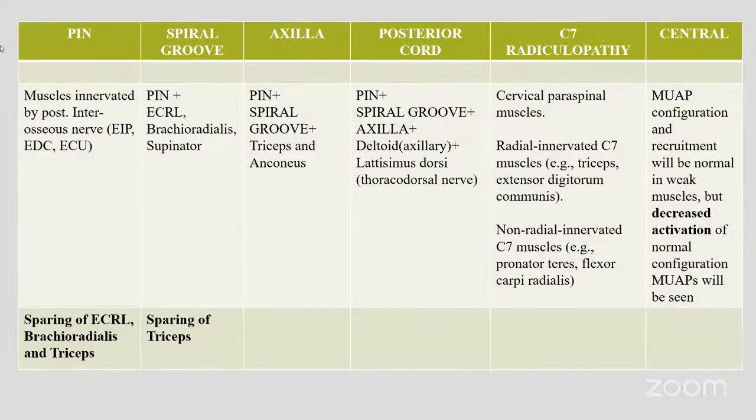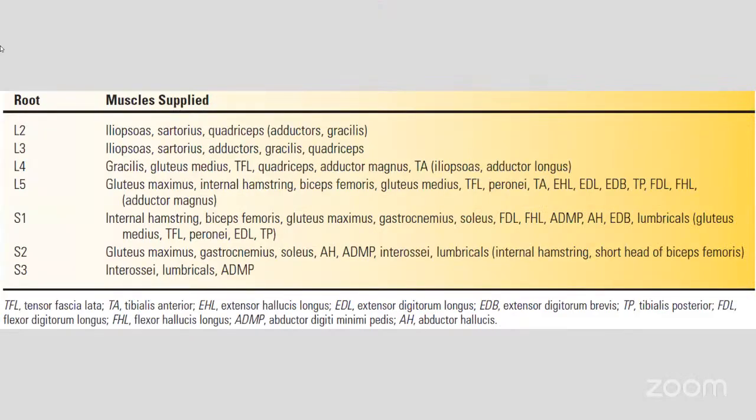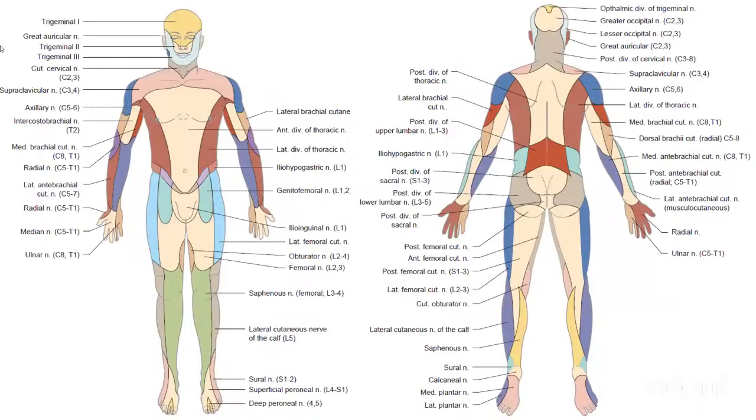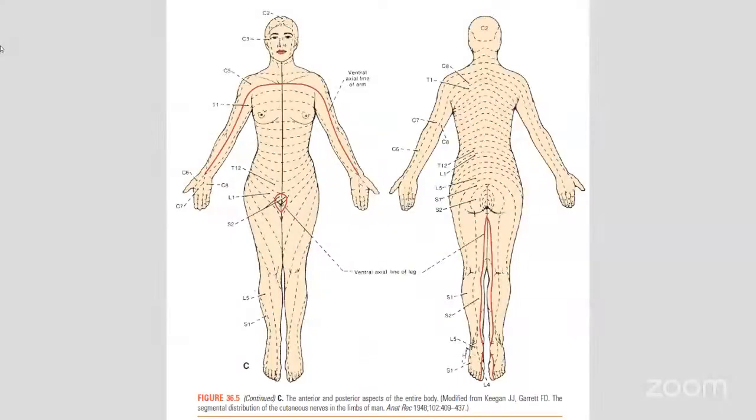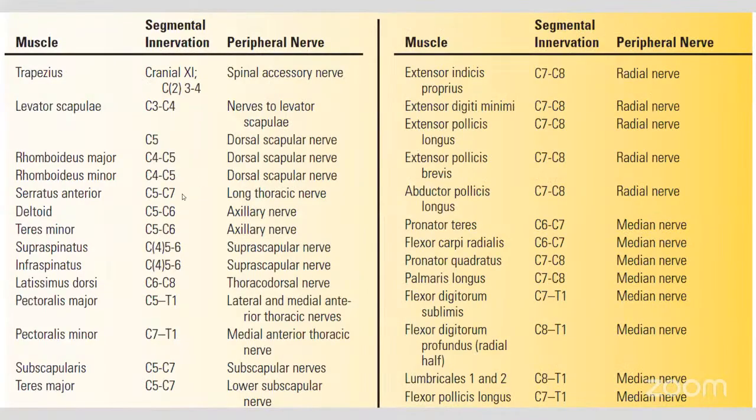So this is for involvement of the radial nerve at various places. This we discussed previously, sir. Root injury, cervical, lumbar, and sacral. These are images for the dermatomes and the areas supplied by the particular branches of the peripheral nerves. So these are muscles supplied by various peripheral nerves and the root values.